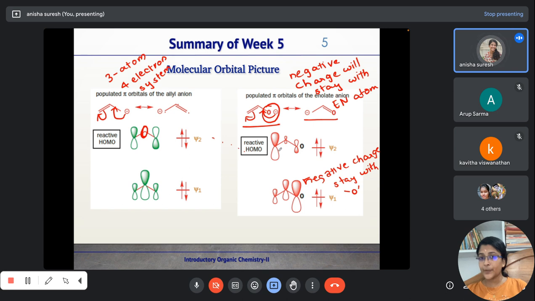Anyone having doubts? So this is what was discussed regarding the molecular orbital picture of enolate anion. Sir has compared it with that of the allyl anion, which is also a 3-atom, 4-electron system similar to that of the enolate anion. Any doubts?